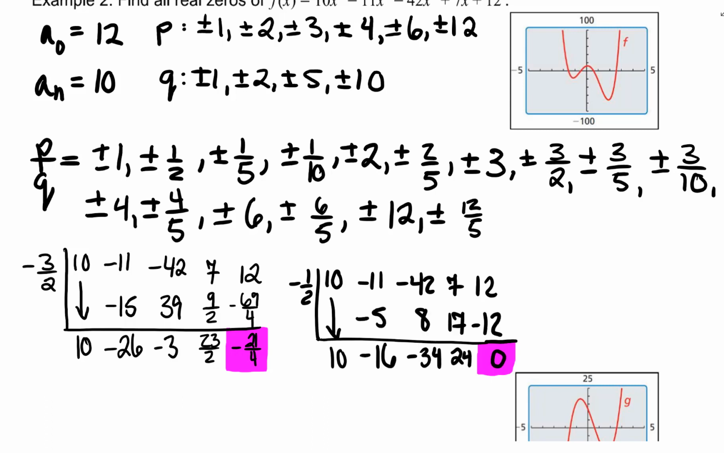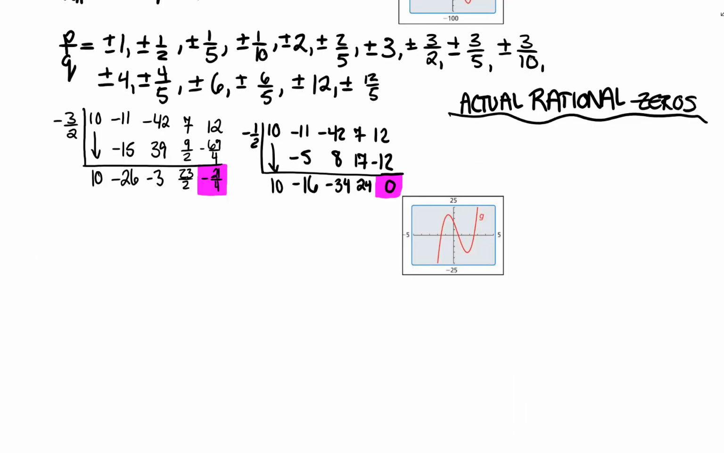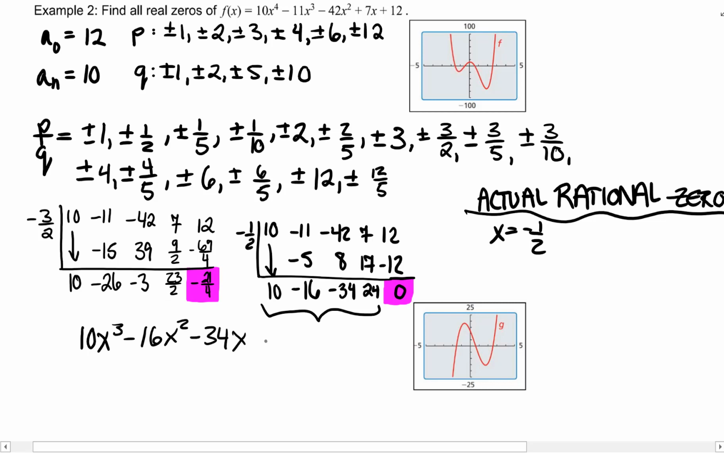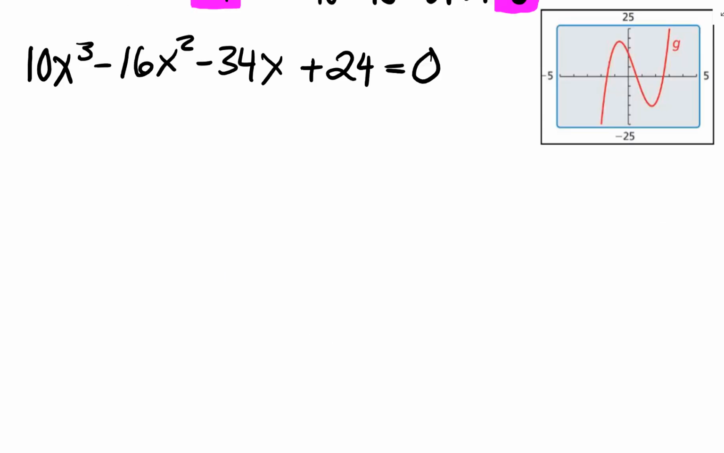Well, would you look at that? 0 is the remainder, so negative 1/2 is one of the actual rational zeros of this polynomial. Okay, so now you've used synthetic division to divide, and your resulting polynomial is 1 degree less than the original. That could break it down and make it possibly factorable, so this should be 10x cubed minus 16x squared minus 34x plus 24.